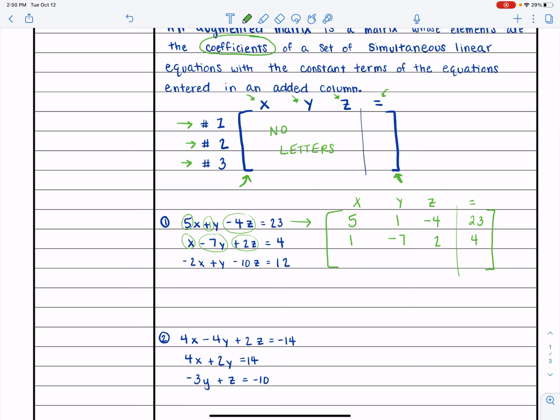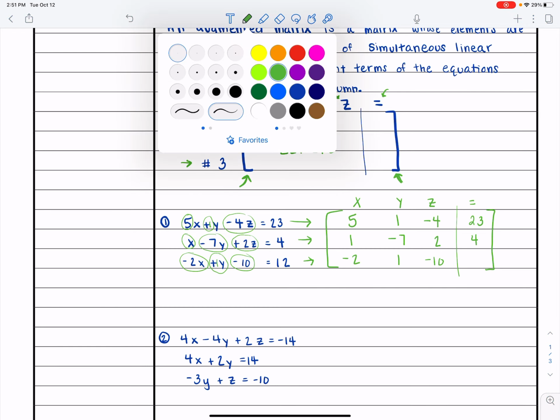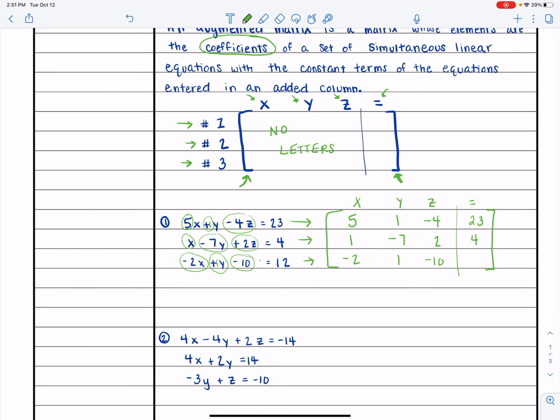And our last equation, so our third row, the coefficient of x is negative 2. The coefficient of y is not shown, but it's really a positive 1. The coefficient of z is negative 10. Equals, I don't know why I have this extra line here, 12. Oh, that was a z. Sorry, I erased it. That was a z. Equals 12. Okay. That's it. That's all we're doing today.